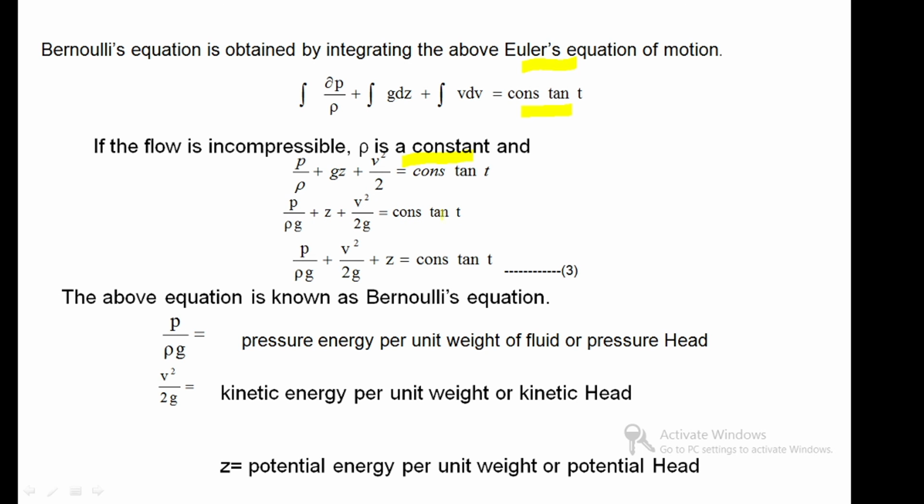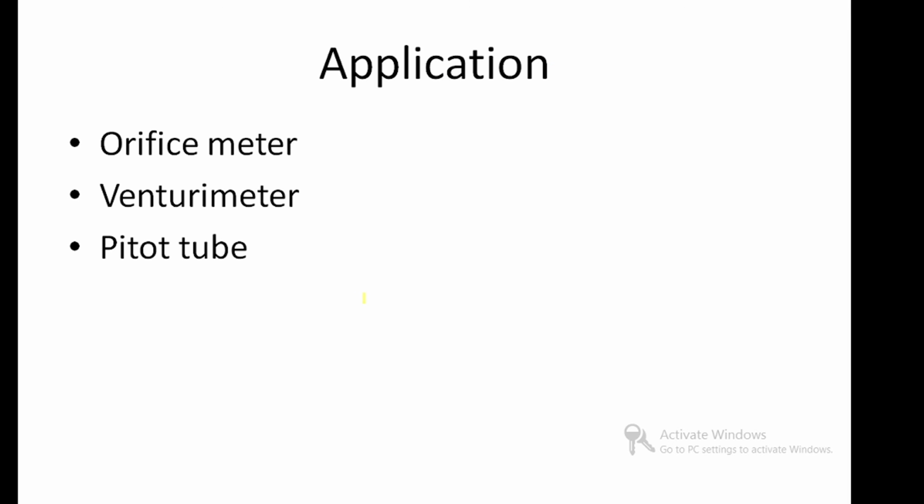So p by rho g is the pressure energy, and v square divided by 2g is the kinetic energy, z is the potential energy. Okay, the sum of pressure energy, kinetic energy and potential energy is equal to constant. That is the derived Bernoulli's equation. Next we go for applications of Bernoulli's equation. Bernoulli's equation is applied for orifice meter, venturi meter, pitot tube.